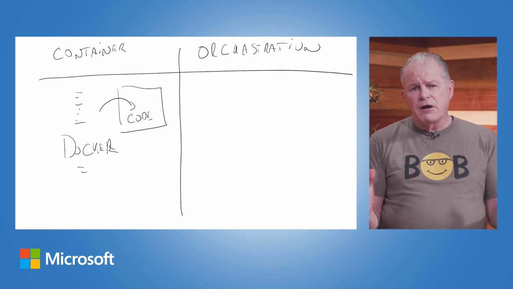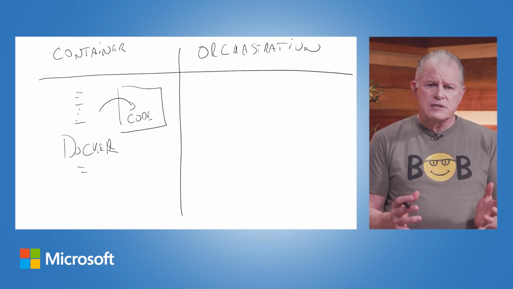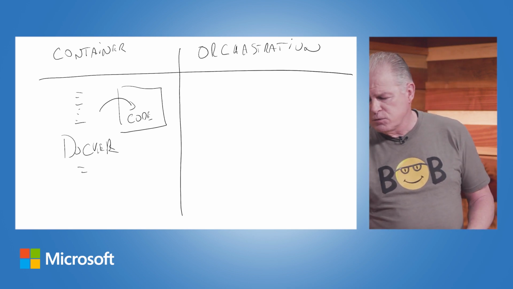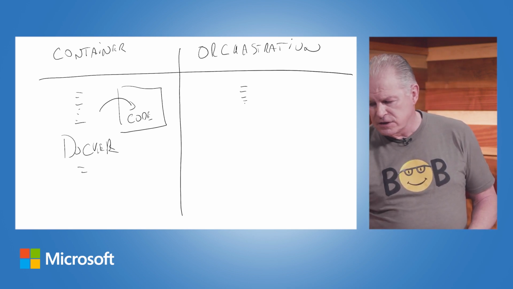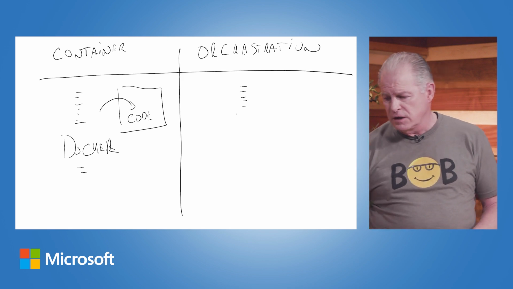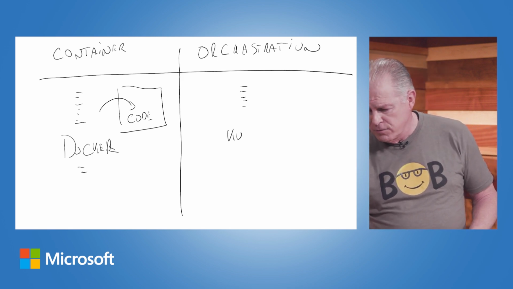But if I need to scale these applications out, I need to manage them, I need them to talk to each other. This is where the orchestration comes in. And there's a series of products that provide orchestration, of which one is Kubernetes.